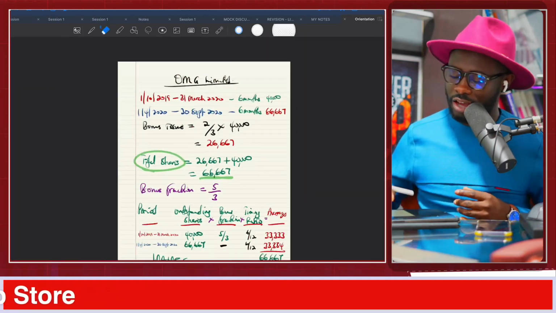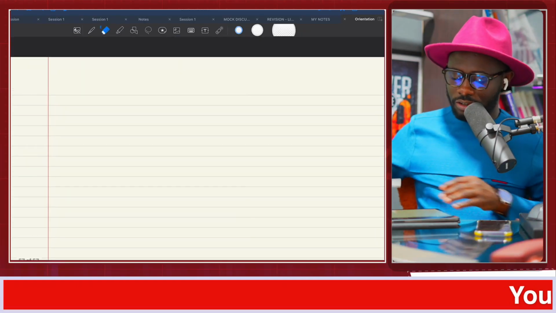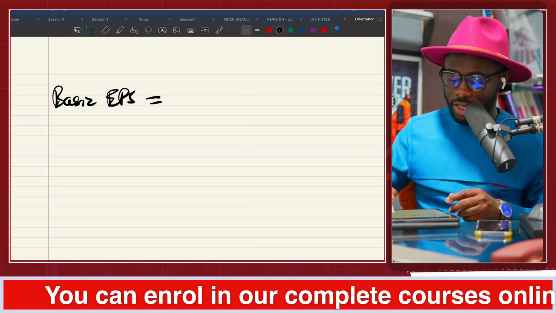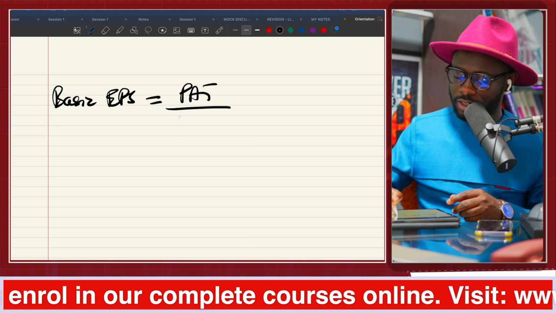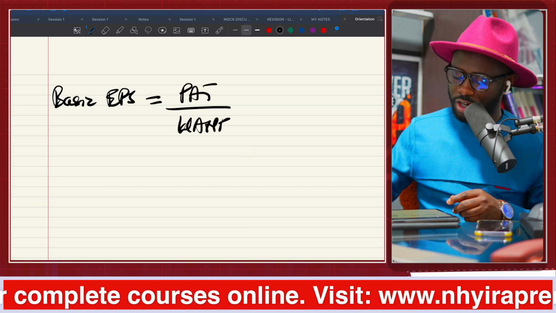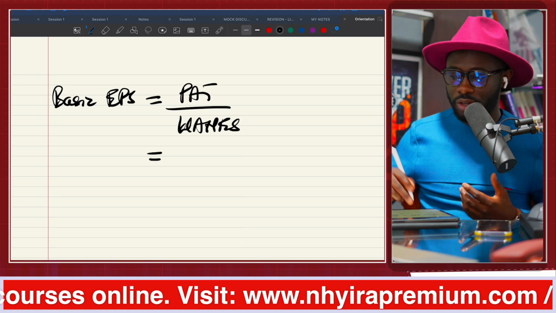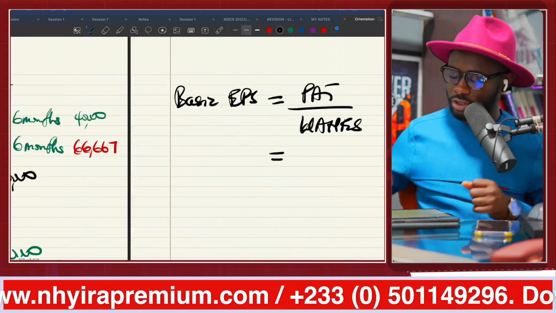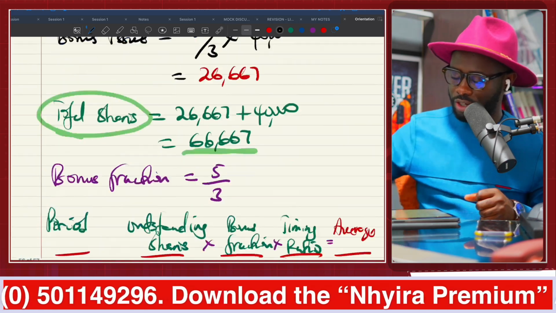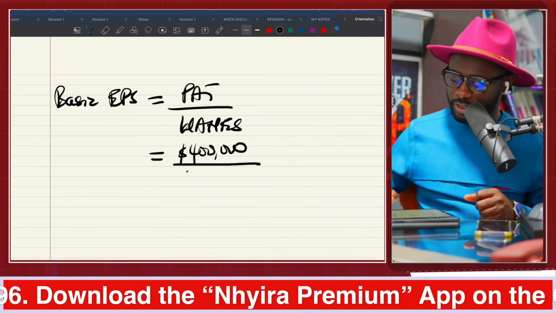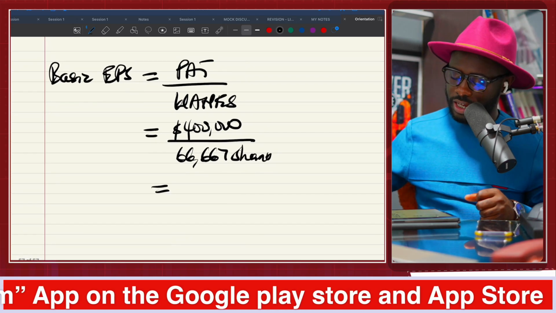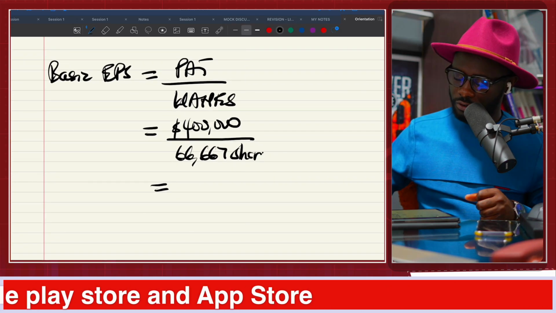So now that we have this, we can calculate our basic earnings per share. Our basic earnings per share will be our profit after tax divided by our weighted average number of equity shares, and we can work that out. Profit is $400,000. The weighted average number of equity shares we just calculated, 66,667 shares. So we punch that out to get our answer for the period.